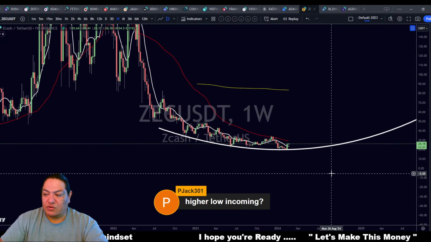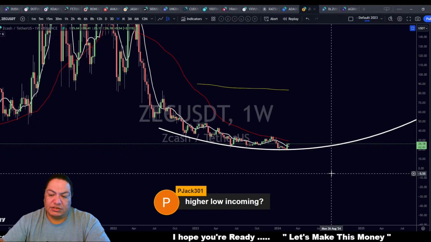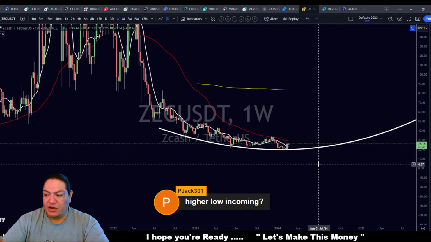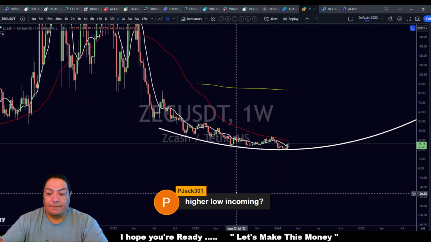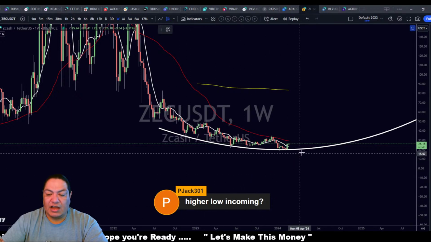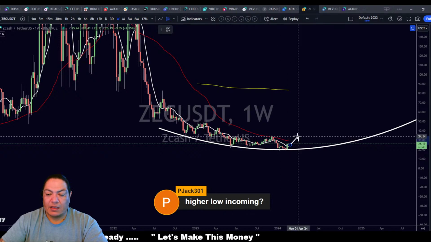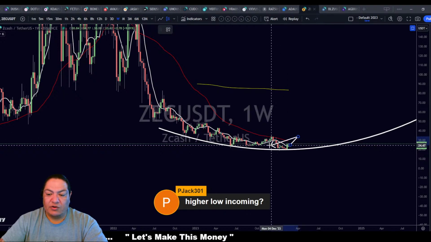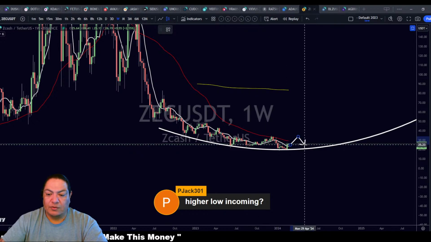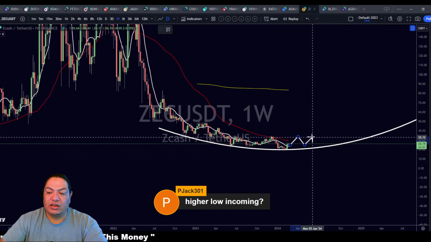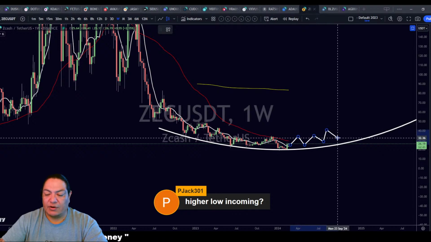Let's see, I meant macro on the weekly. Let's see here, macro, higher low incoming. Yeah, definitely. I think a higher low would, more than likely come up here, get rejected here. They come down, get support off of this support right here, and then we start doing this number.